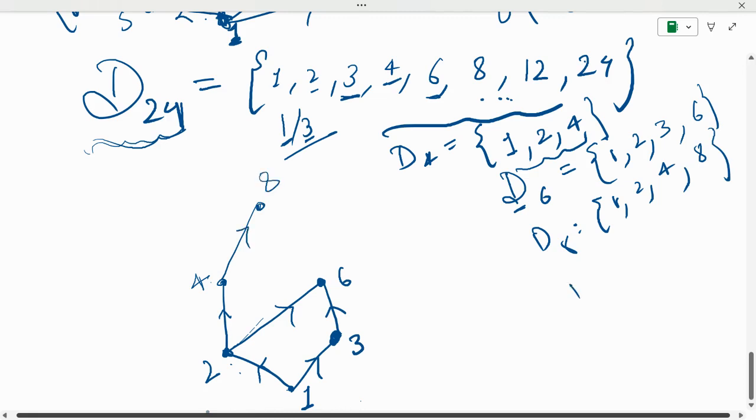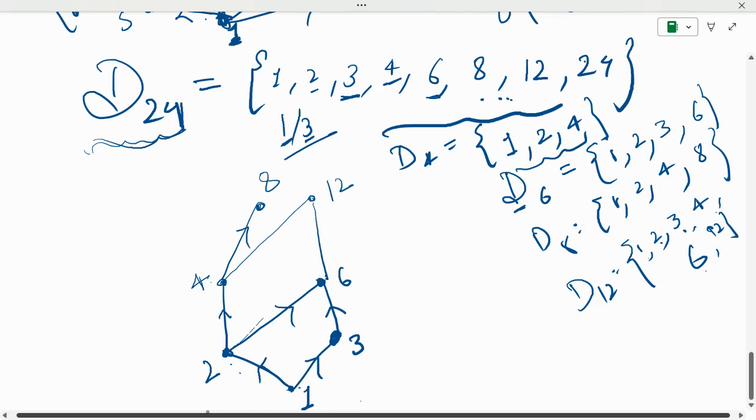Then we have 12, D12. So for D12, 1, 2, 3, 4, and 6, and of course 12 is a divisor. So 1, 2, 3, 4, 6, and 12. So altogether we have it like this, 12. And then we have 24.